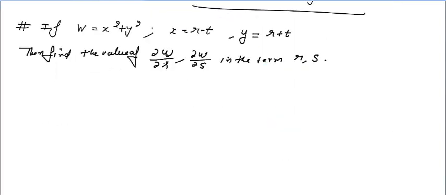So students, this is another question. If you have w is equal to x square plus y square, so this is the value of w. It is clear from the given function. It is depending upon x and y, and x is a function of r and t and y is a function of r and t, and we have to find out the partial derivative of w with respect to r and the partial derivative of w with respect to t in terms of r and t. Okay, so this is the question.